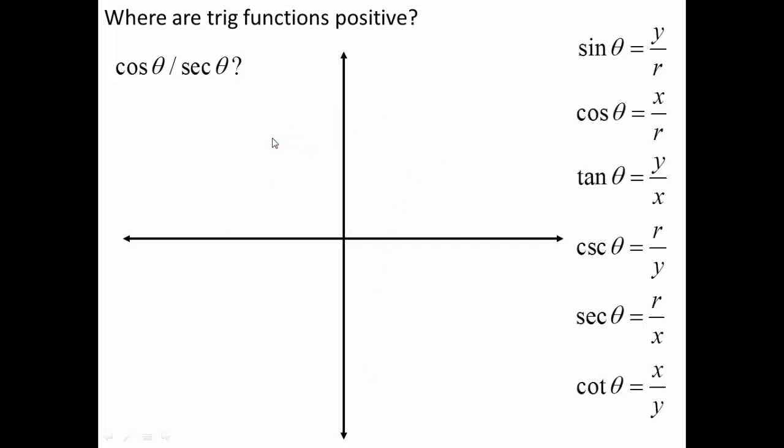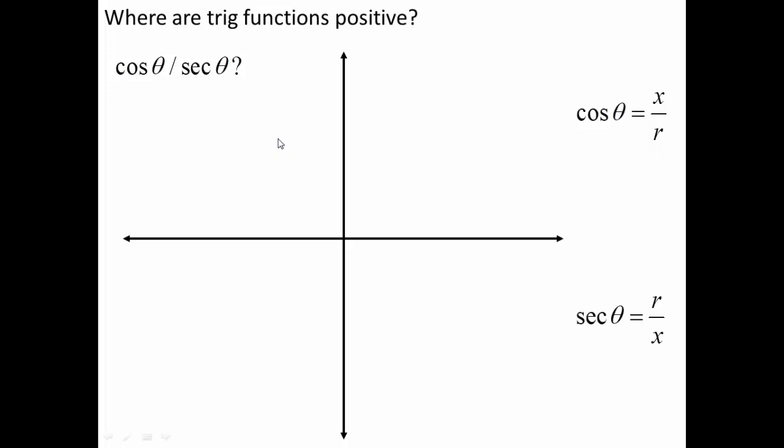Let's do the same thing for cosine and secant. Cosine and secant are defined in terms of x and r. X is positive anywhere to the right of the y-axis. So in other words, quadrants 1 and 4. So as long as I'm in quadrants 1 or 4, cosine is positive. If I'm in quadrants 2 or 3, cosine and secant are negative.